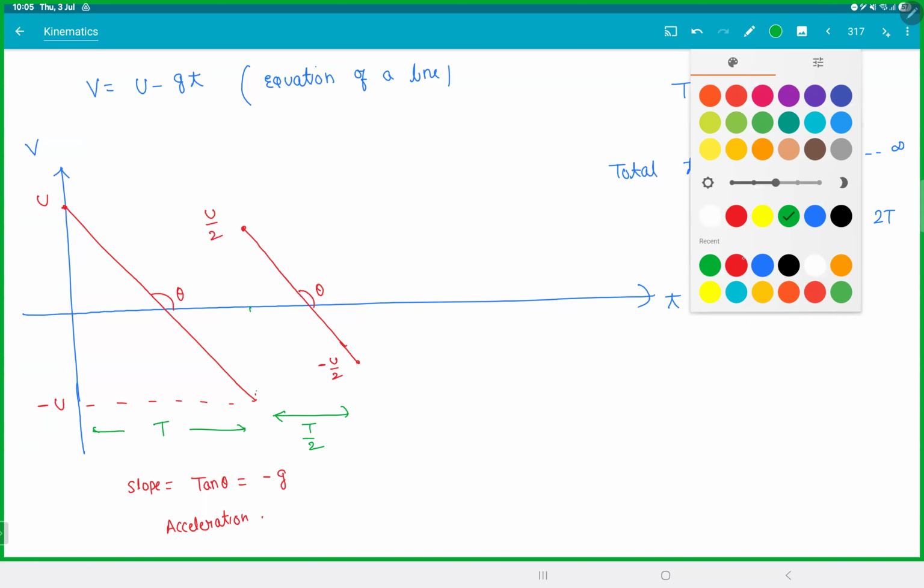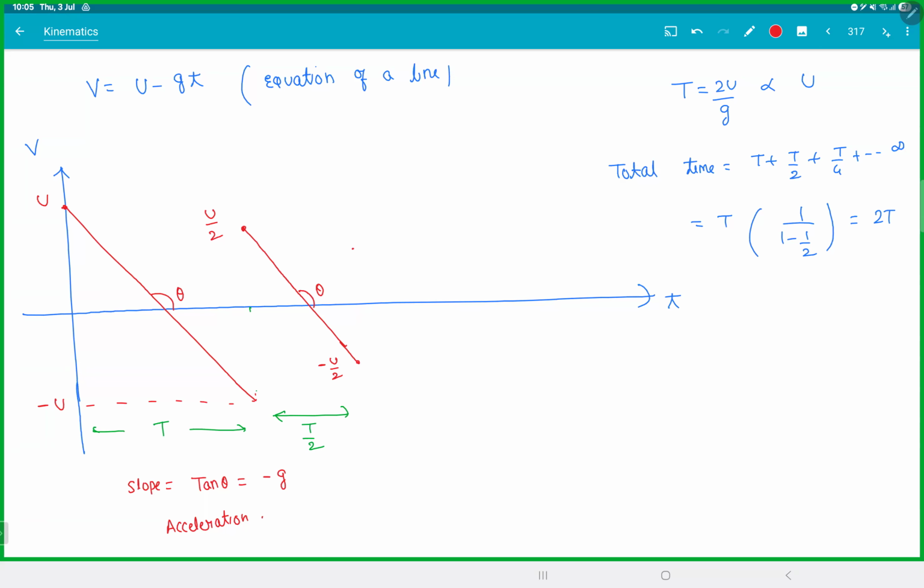Then again it will hit the ground. The velocity becomes U by 4. Again you'll get one more parallel line. Theta. This will go to U by 4, minus U by 4. Then you'll get again one more parallel line. You'll get parallel lines, parallel line, parallel line. It becomes smaller and smaller. And eventually the graph will end at 2T. You cannot exceed this point.